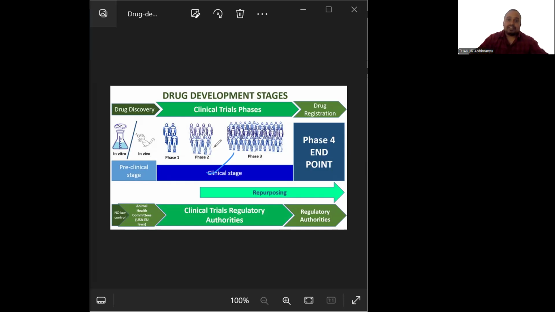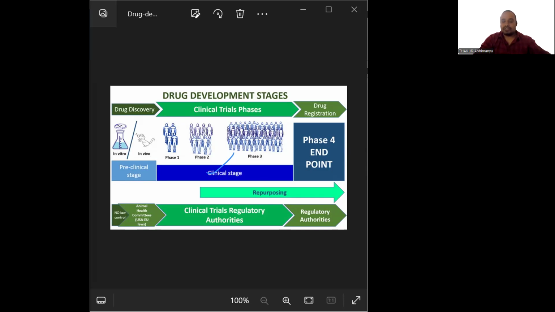And phase three trials are generally large scale studies, which compare the new drug to already existing treatments, or even to a placebo control. These trials involve hundreds or even thousands of patients, and provide crucial data on efficacy and long-term safety.